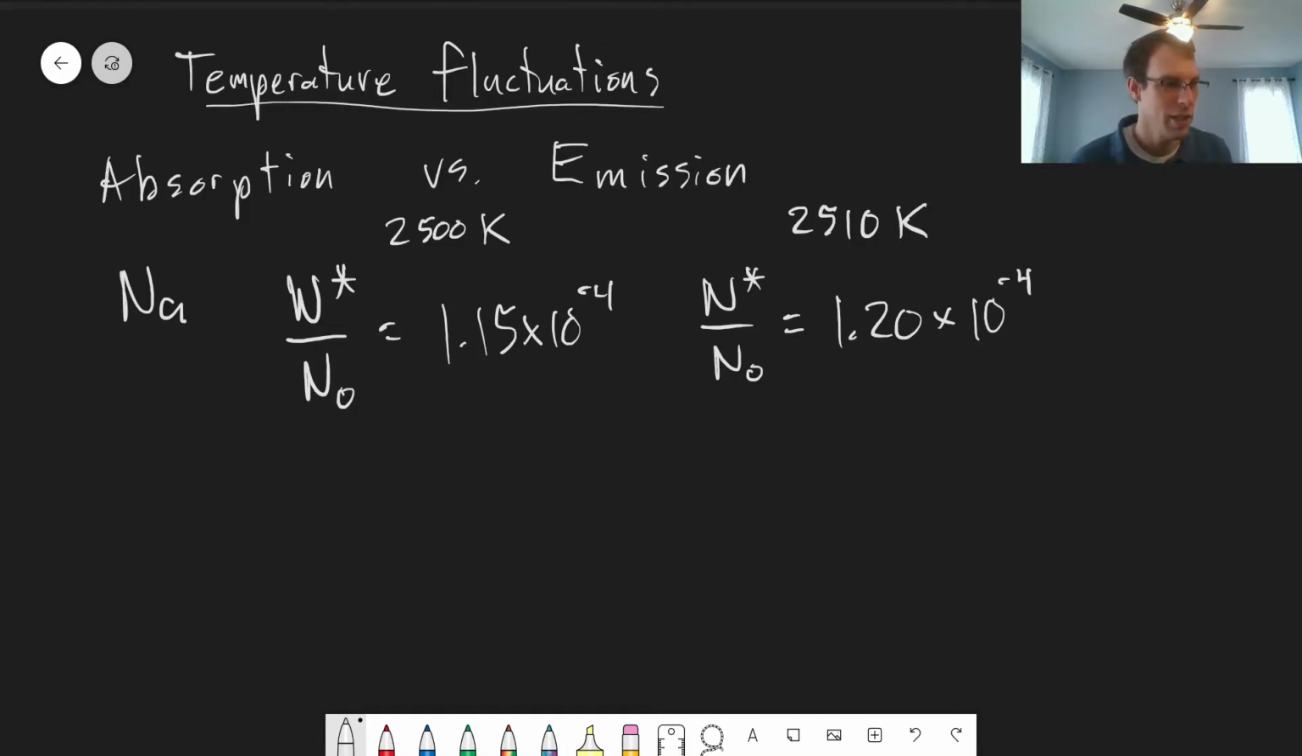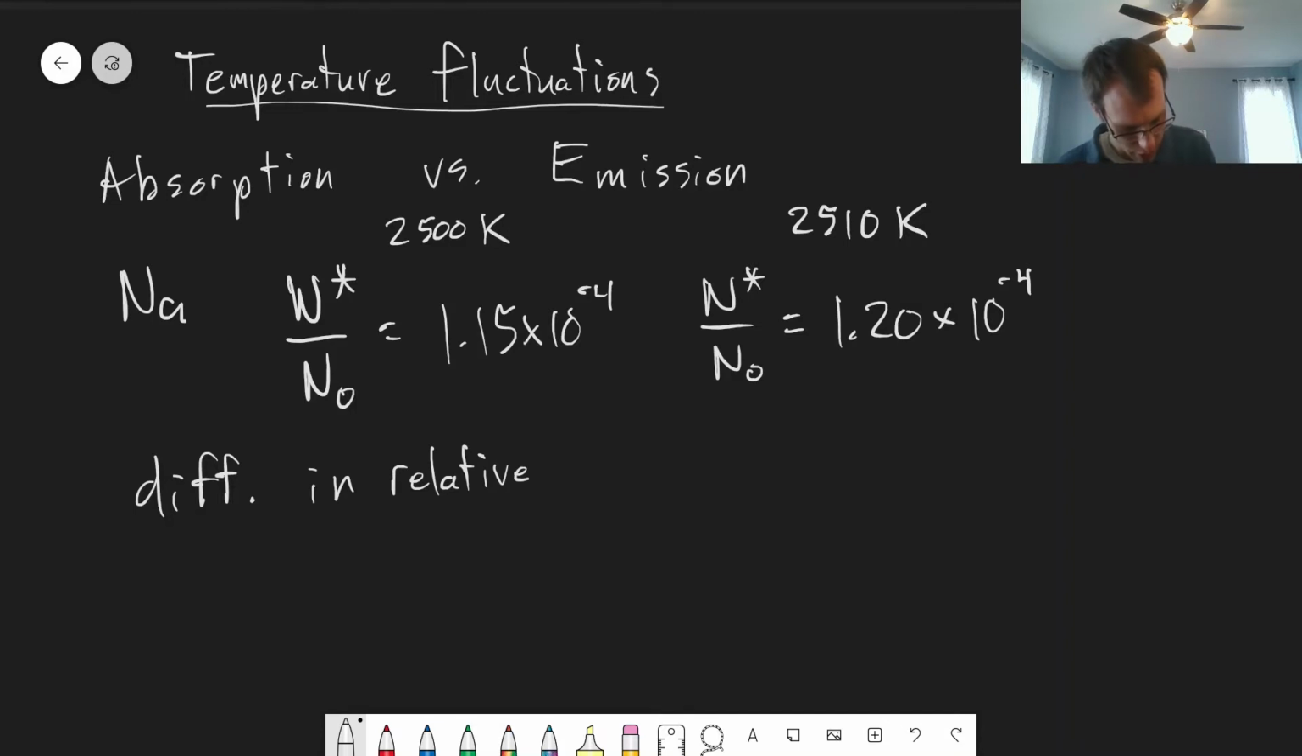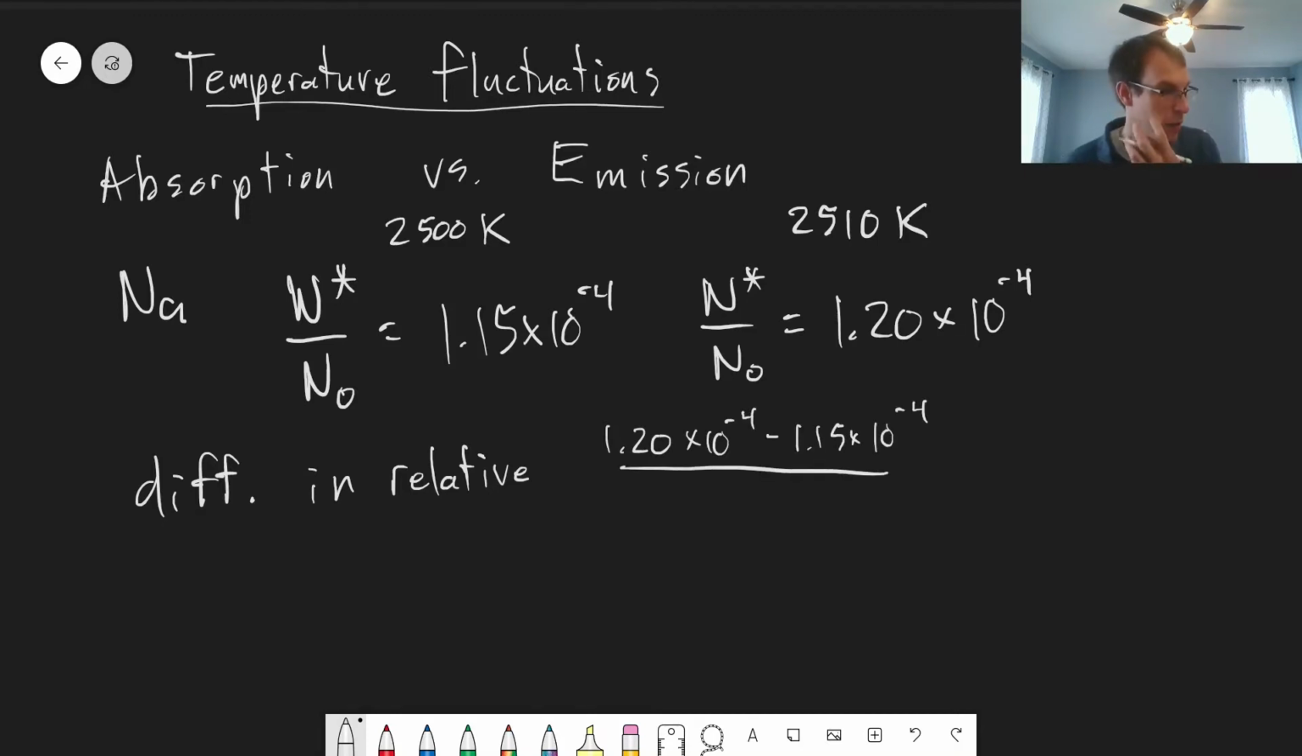Okay, so let's think about what our difference in the excited state population is. The difference in our relative population is the difference here. So we get 1.2 times 10 to the minus 4 minus 1.15 times 10 to the minus 4. Let's take that as a fraction of our 1.2 times 10 to the minus 4. And that equals 0.04, or about a 4% difference.